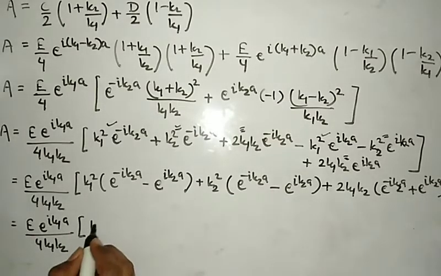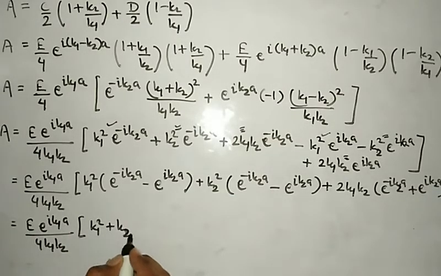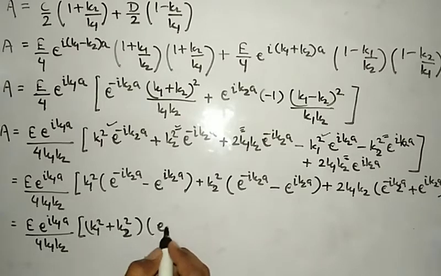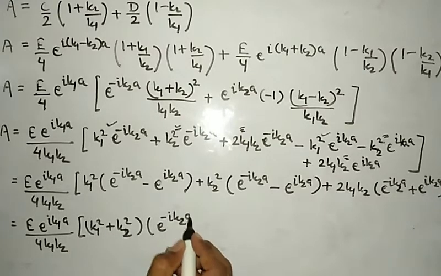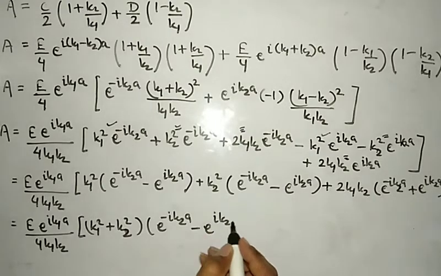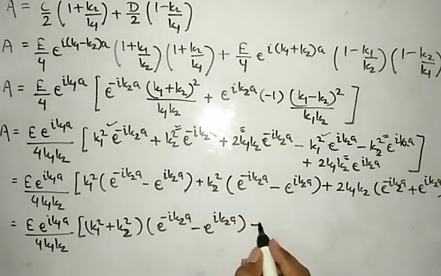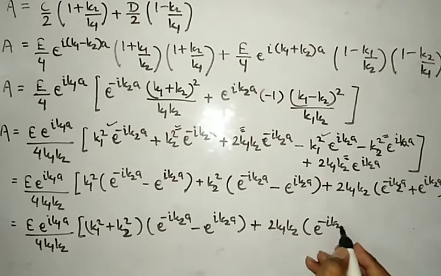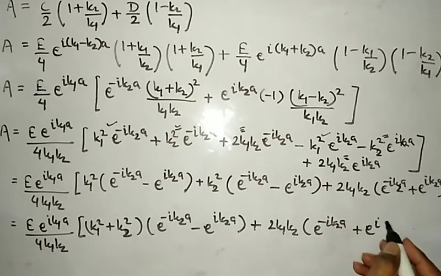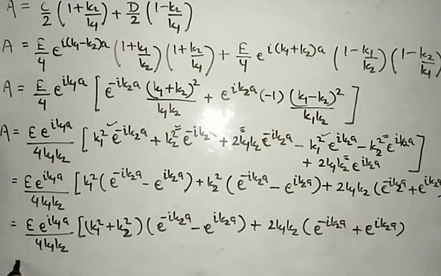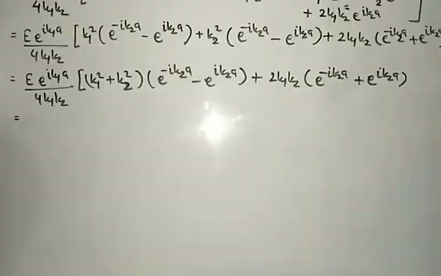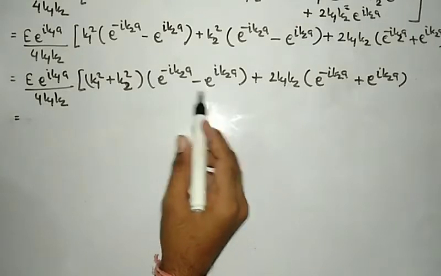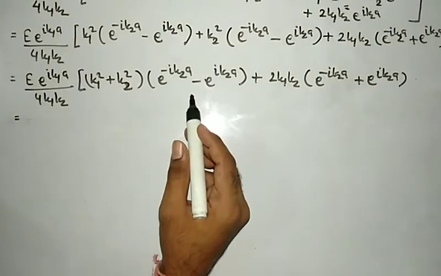and from here k1 square plus k2 square will be common, and e to the power minus i k2 a minus e to the power i k2 a plus 2 k1 k2 times e to the power minus i k2 a plus e to the power i k2 a. Okay, solving further, now using these exponential terms, converted into sine and cos.